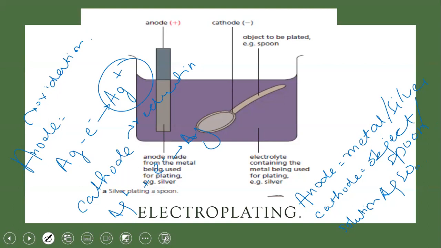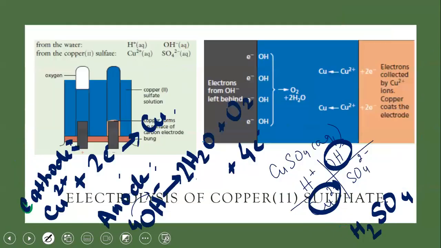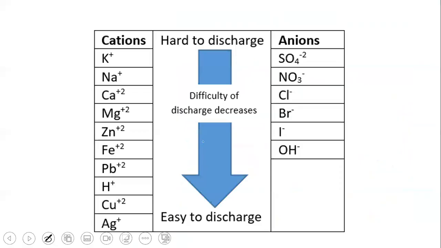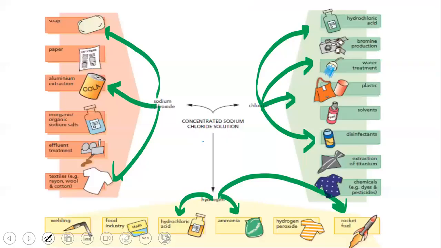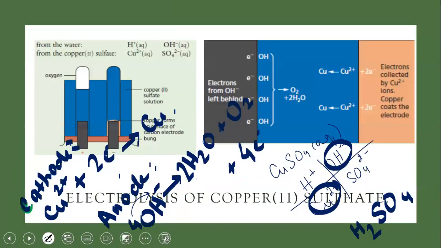So electrolysis, we use it for a few things. We use it for extracting metals, for electroplating, and for purification. Now, one thing you will notice is that in your syllabus, it does not say electrolysis. It says electrochemistry, right?